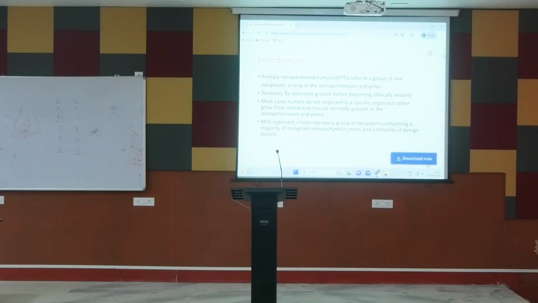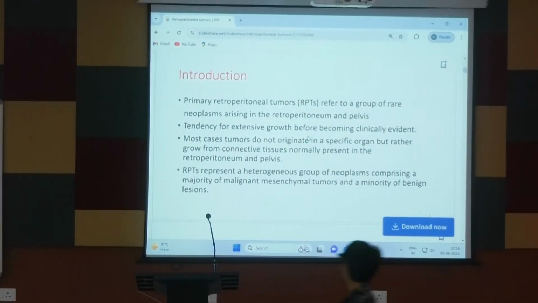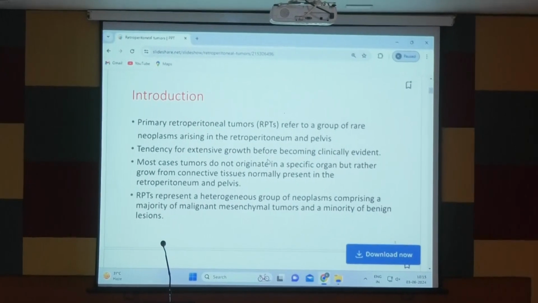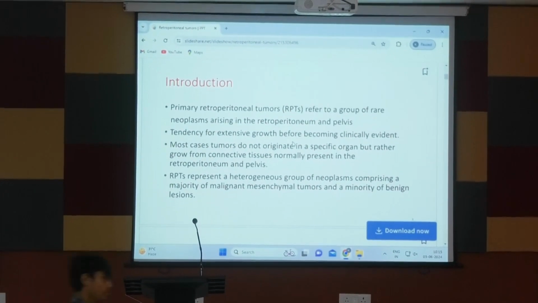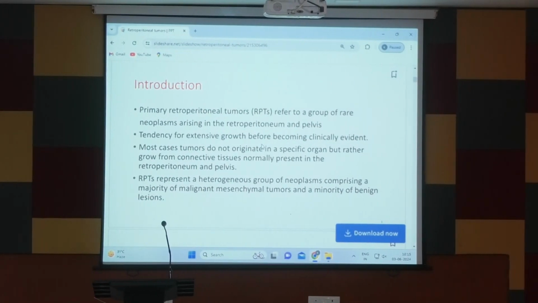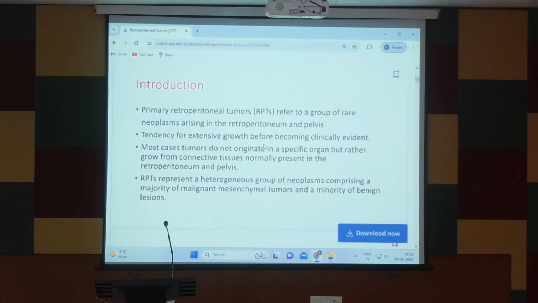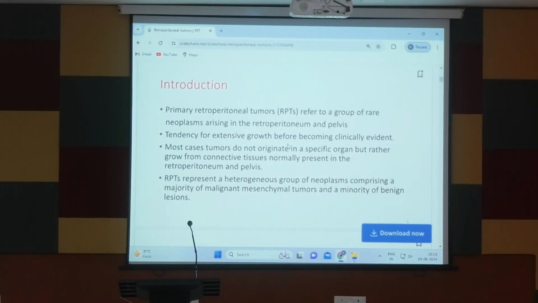There are rare neoplasms arising in the retroperitoneum and pelvis. Pelvic organs are retroperitoneal; you have seen portions of the rectum, the bladder, the ureters. So tumors can arise from all these. There is a tendency for extensive growth before becoming clinically evident. I told you they are very slow growing. They are so slow growing that when you diagnose them, it is almost stage 4, and they have grown a lot.